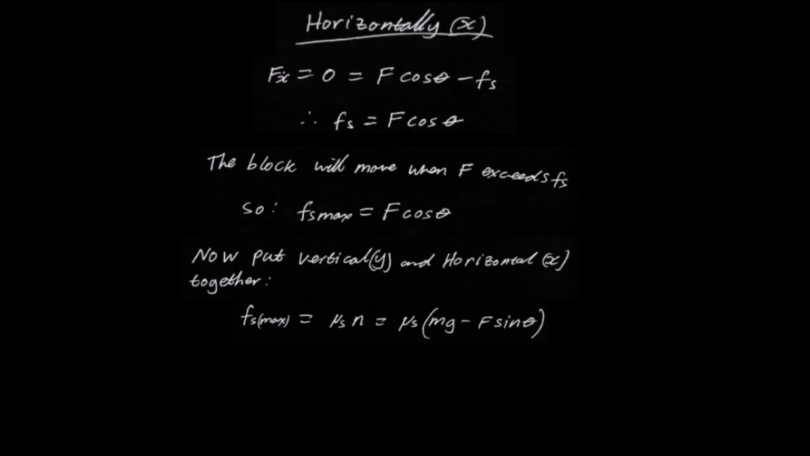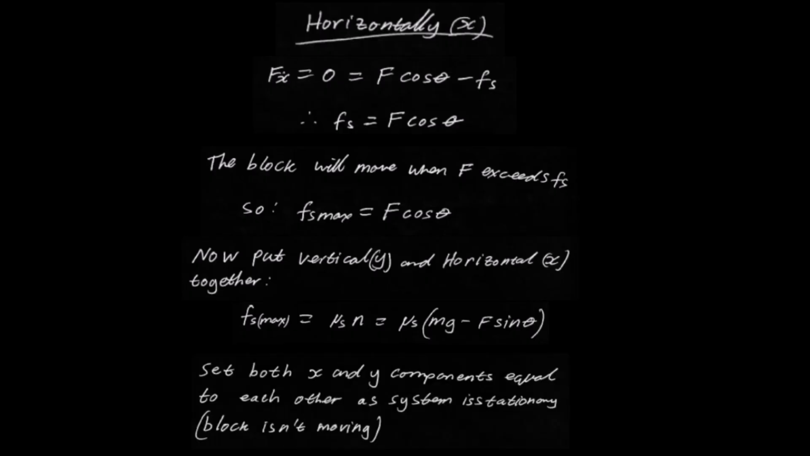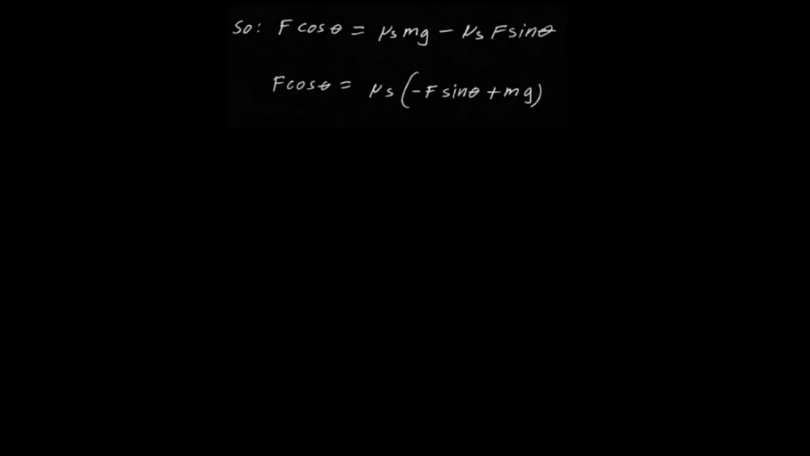We know that everything is coming to 0, so we can set both the x and y components equal to each other. The system is stationary, the block's not going anywhere. If the block was moving, it could be moving at some unknown speed, but we know it isn't. So both the x and y components are equal to 0, which means they are equal in magnitude to one another, and we can do this. So F cos theta is equal to mu mg minus F sine theta here.